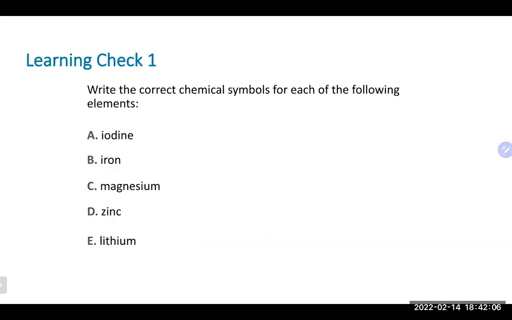All right, so looking at these, we want to write the correct symbols for this. And you may not be familiar with them yet, but iodine is I. Iron is a two-letter symbol, so we capitalize and then lowercase with the Fe. Magnesium is Mg, right? Zinc is Zn, and lithium is Li. So make sure you start getting a handle on those before we get to naming.